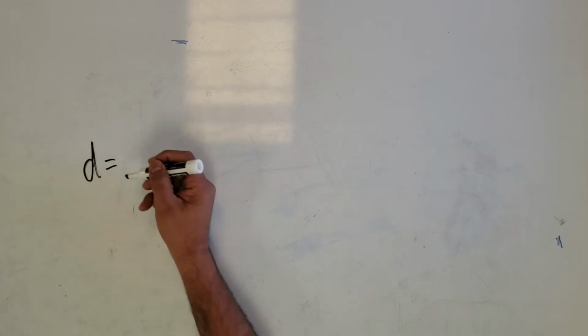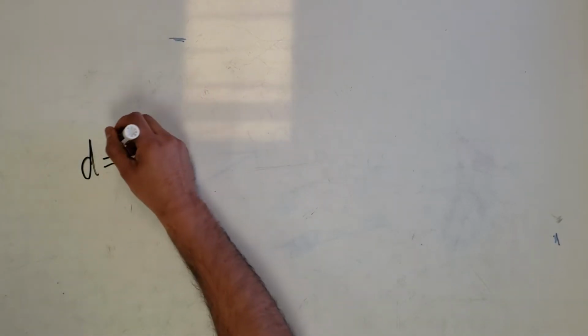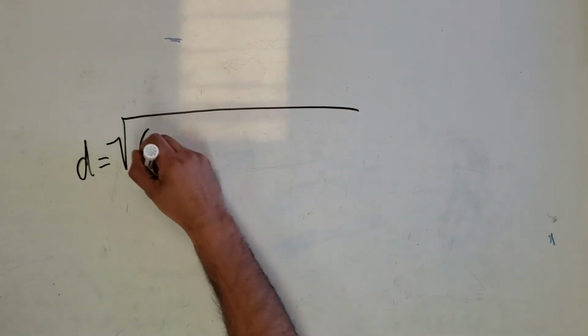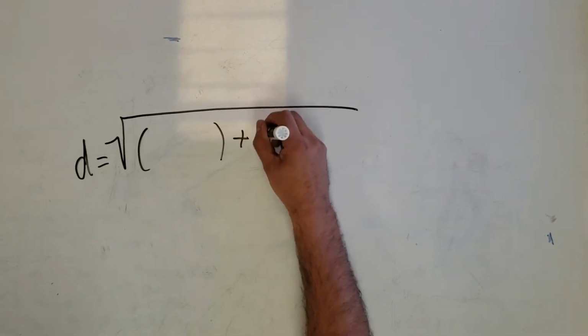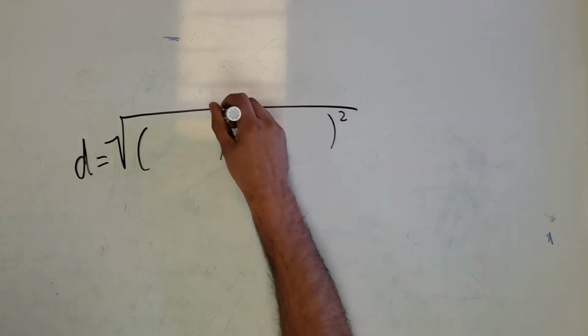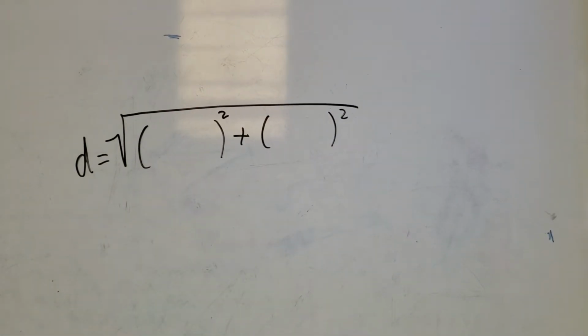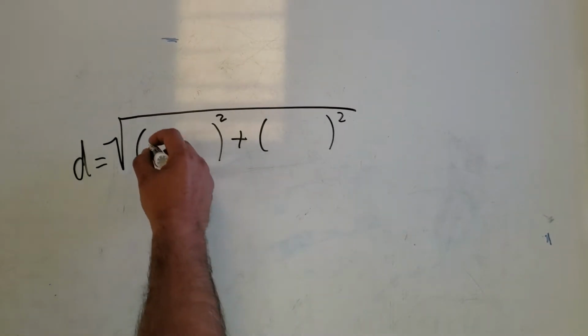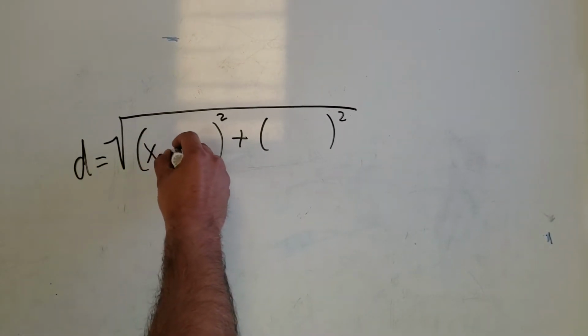So the distance formula is this. It's D for distance. You should be writing this down. It is the square root, and make your square root extra long. And then we're going to be doing parentheses. We're going to be combining two parentheses that are squared. Okay? And the formula is this. We do x2 minus x1.